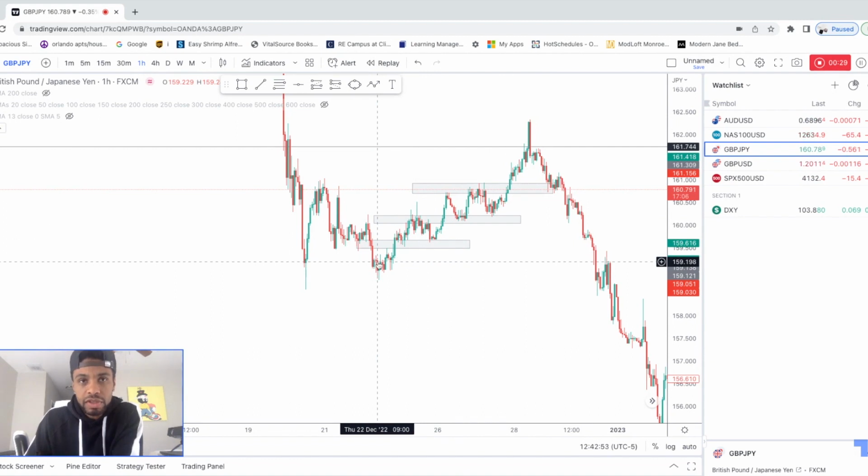Now let's take a look here. Remember, higher highs and higher lows for the bullish trend. So this is the start of the zone. Remember that we don't count that.